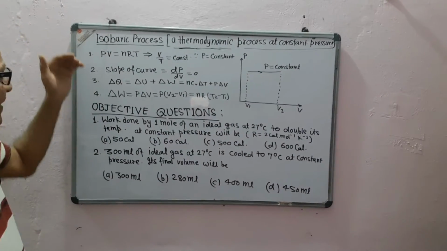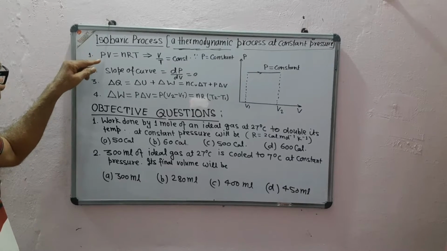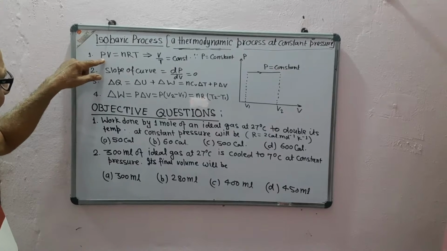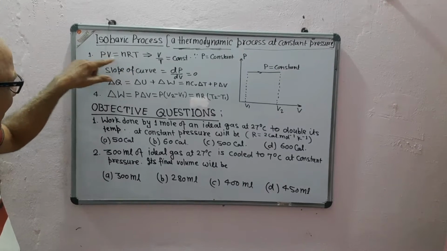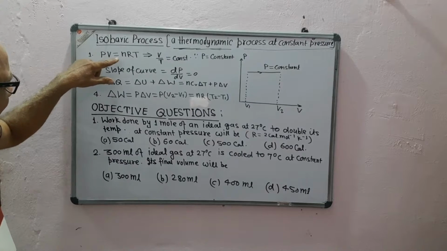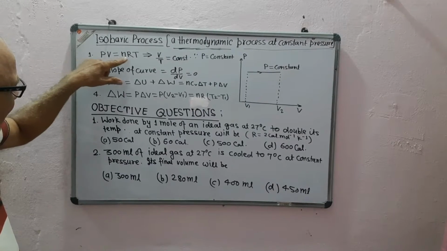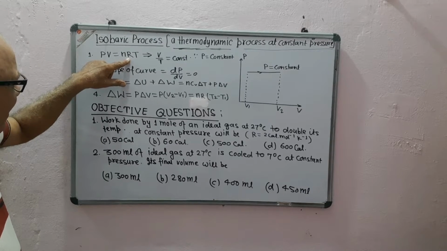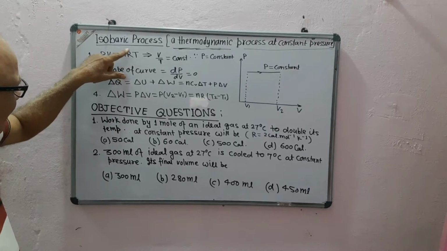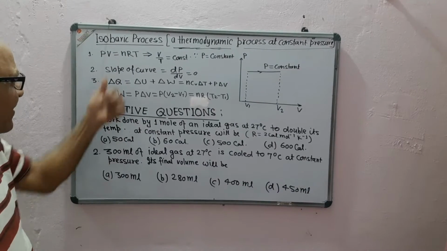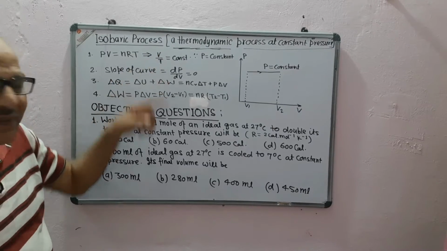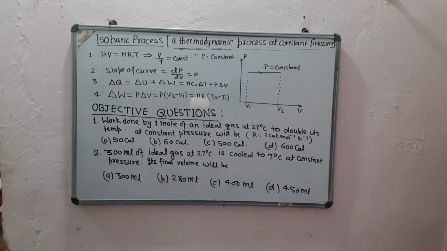Now, some related formulas. First formula: the equation of state for an ideal gas is PV = nRT. Here P is constant, therefore V upon T will be equal to nR upon P. The right hand side is totally constant because n, R and P are constant. So you can say V upon T is constant, which means V1 upon T1 is equal to V2 upon T2.